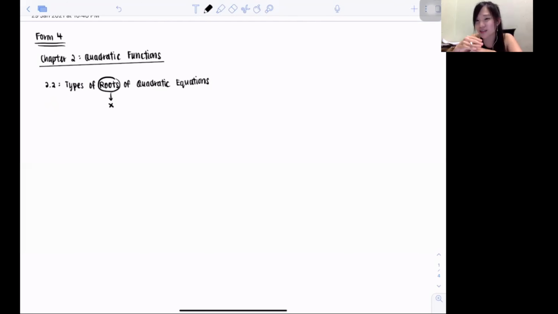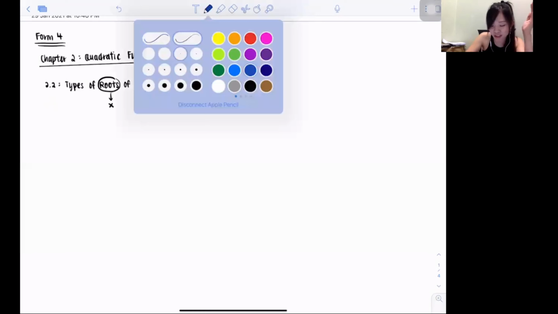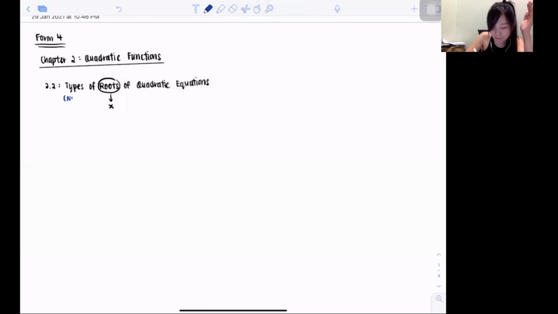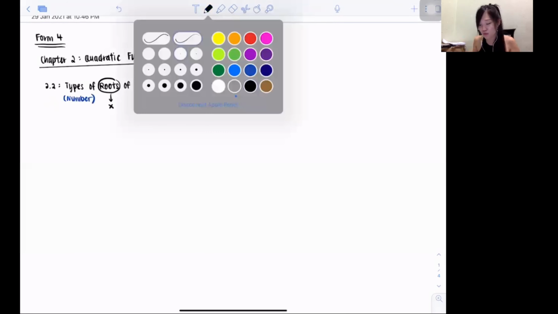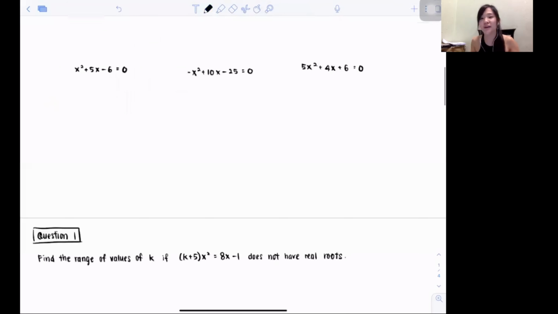But actually in this particular part, the meaning of type is actually not type, okay, to be honest. I think they should write number of roots, because the type of roots very much depends on how many x you have. Do you understand what I say? Never mind. Let me give you an example before I teach whatever I want to teach, okay?